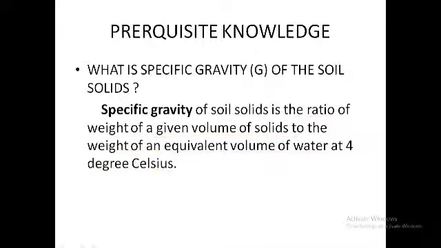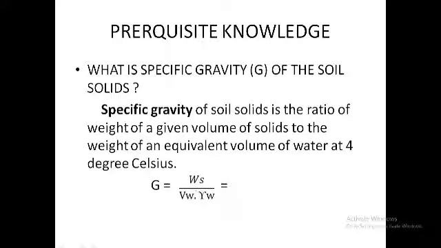Now, what this means is that, suppose you want to find the G value. I have taken 4 grams of the soil solid, and suppose these 4 grams are occupying a volume of say 10 cubic centimeters. So I will have to divide it with the weight of water that has the same volume of 10 cubic centimeters. Only when the volumes of both these terms are the same can we divide their weights and get the value of G. So this is what the specific gravity of the soil solids means.